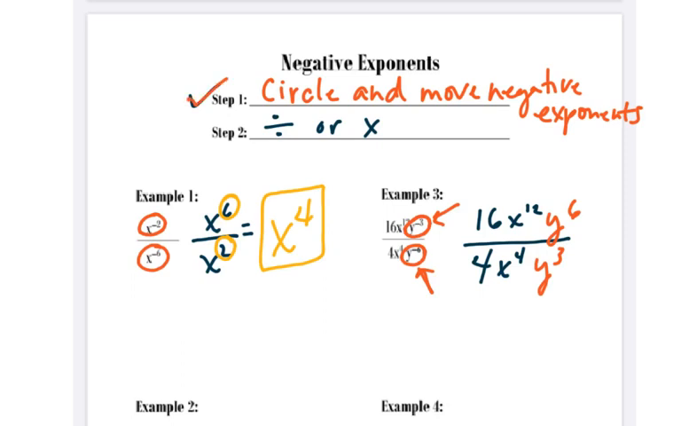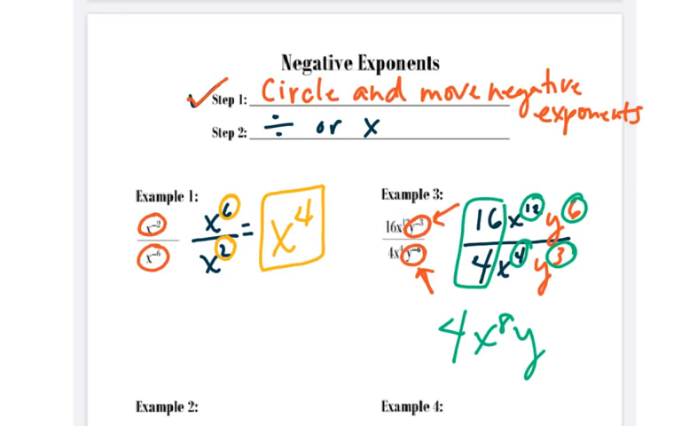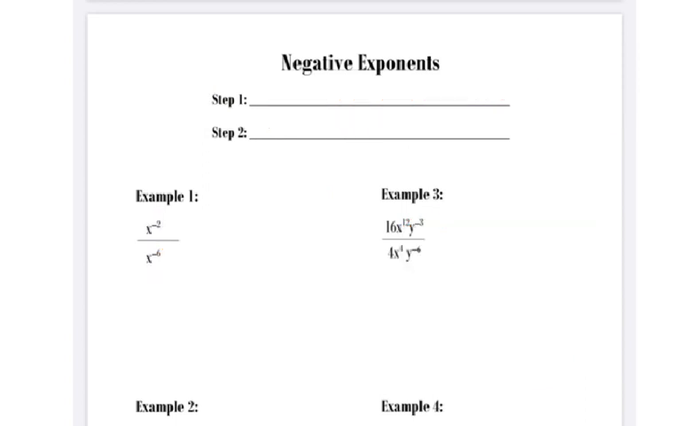Step 2, use that quotient rule. 16 divided by 4 is the number 4. When exponents are stacked, you subtract. 12 minus 4 is 8. These y's are stacked, so I subtract. Easy. Circle those negative exponents, move it to the other floor. Let's do these last 2 examples.